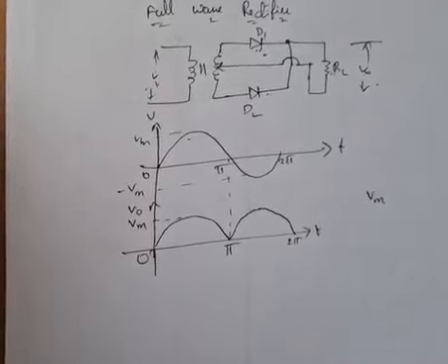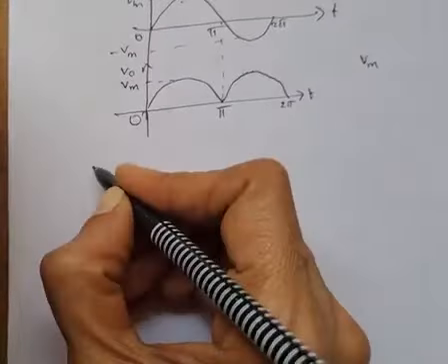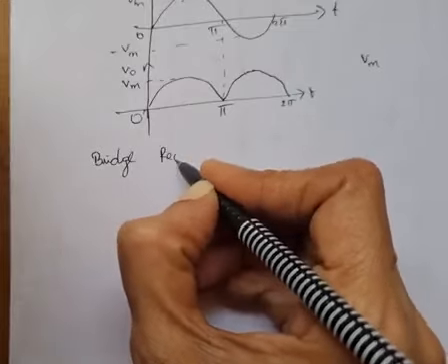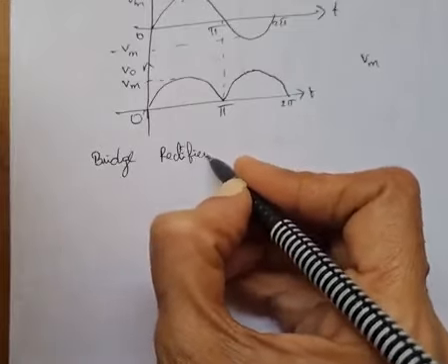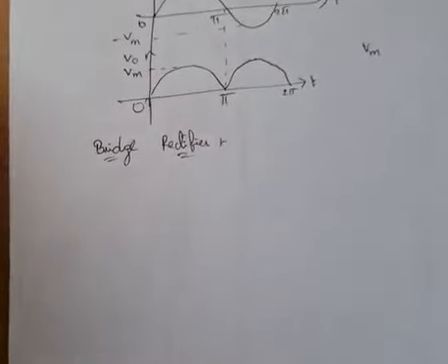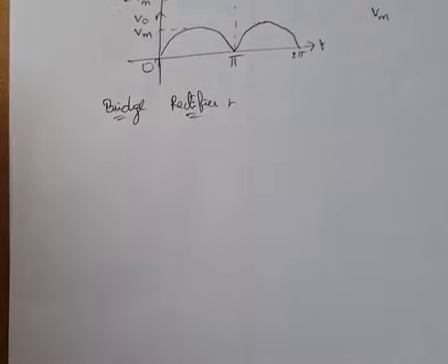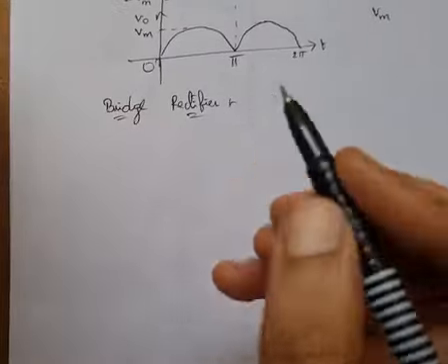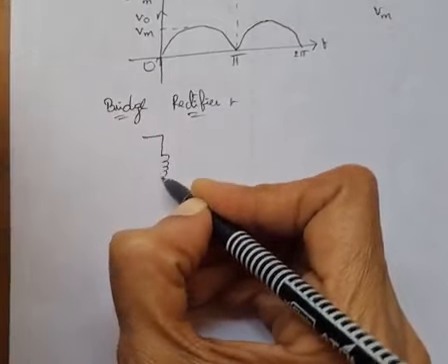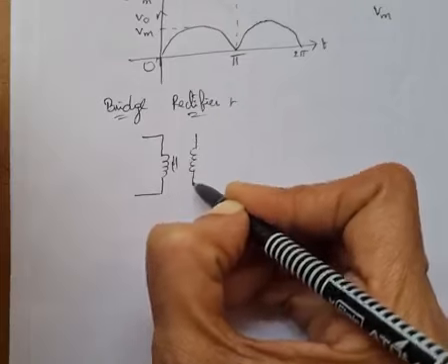Next we will see another rectifier application, called the bridge rectifier. Full wave rectifier and bridge rectifier are almost the same, with some small differences. Mainly, in the full wave rectifier we use a center tap transformer, and in the bridge rectifier we use just a transformer, not a center tap.